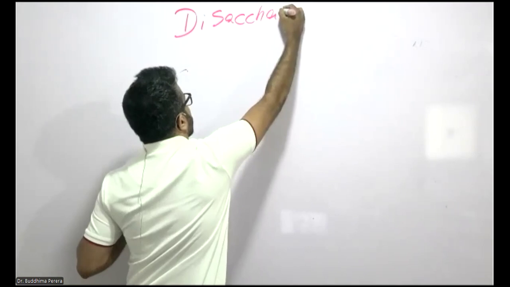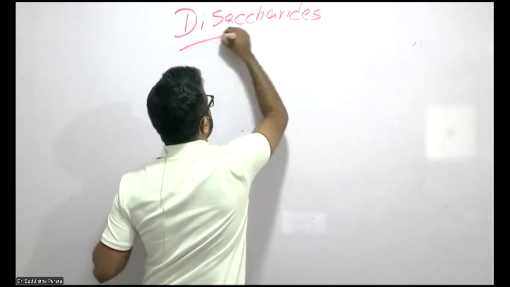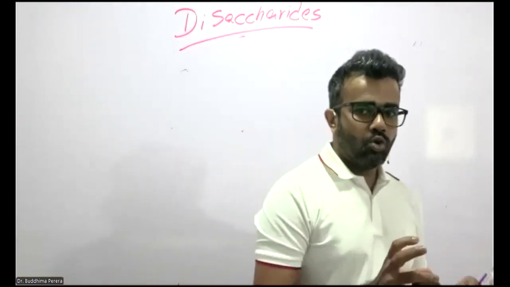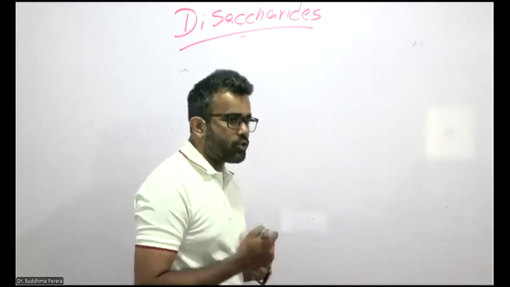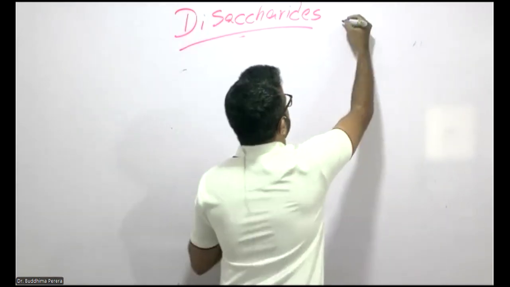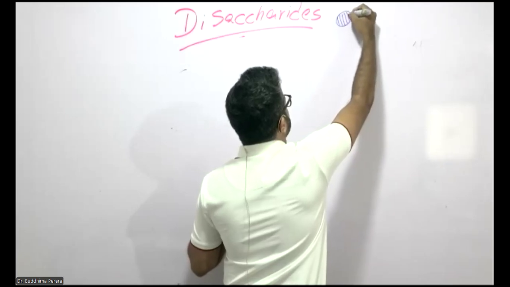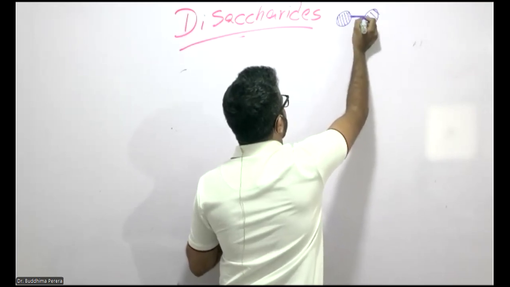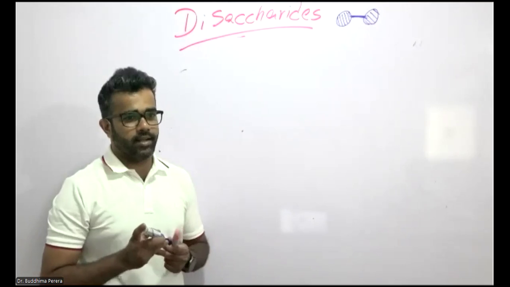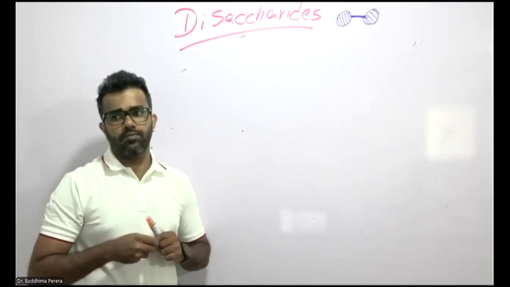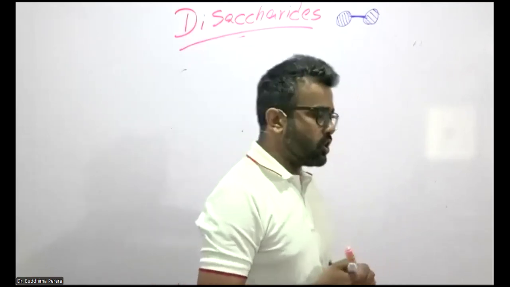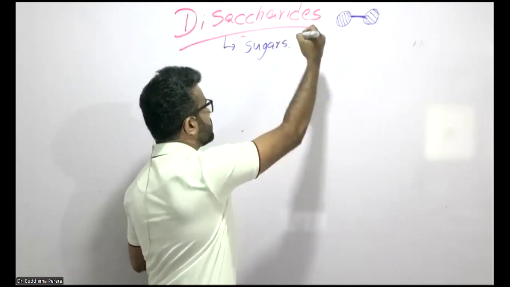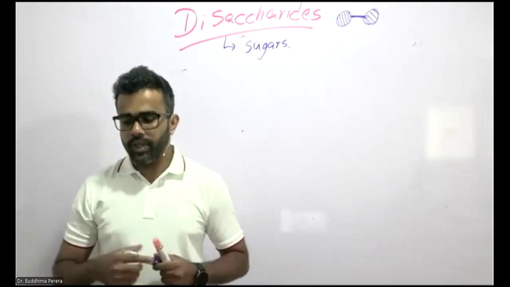Disaccharides. Disaccharides means two monosaccharide molecules join together to form a disaccharide. It's like this. There's one monosaccharide and here's another monosaccharide. These two form a bond and form a disaccharide. All the disaccharides are sugars. We can consider disaccharides as sugars. They are sugars, right?